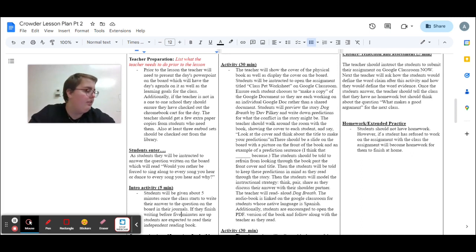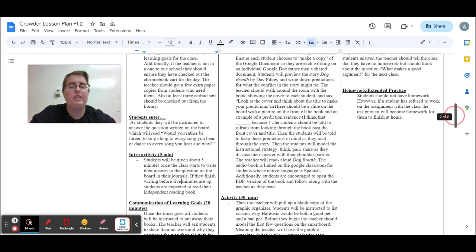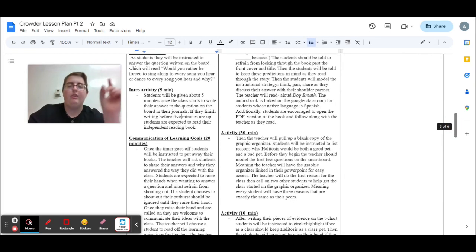And then I have my instructional strategies. We kind of talked about instructional strategies a little bit ago when I was going through my PowerPoint presentation, but I will just refresh us. So we had think, pair, share. For our bell ringer, they're given 5 minutes once the class starts to write an answer to the question on the board. And then once that timer rings, I will say, okay, look at your shoulder partner. Again, they're in pods. And then share your answer with your shoulder partner.